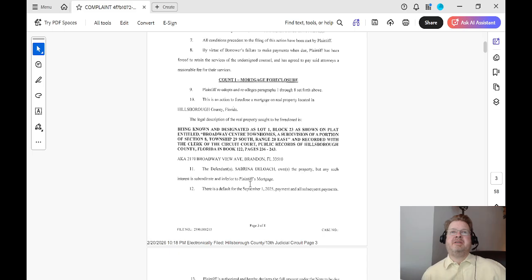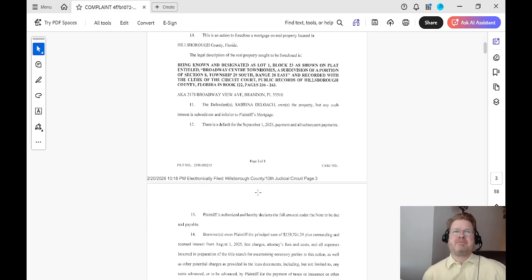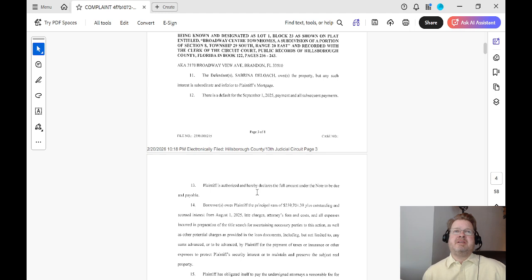In paragraph 10, they identify the property that is being foreclosed on by property description and the physical address. The party who owns the property is paragraph 11, the date of the default in paragraph 12. What is the significance in paragraph 12 of alleging that there's a default for the September 1, 2025 payment and all subsequent payments? How could there be a default for all subsequent payments under paragraph 12? Is that possible?